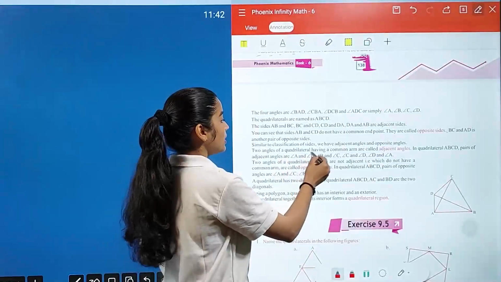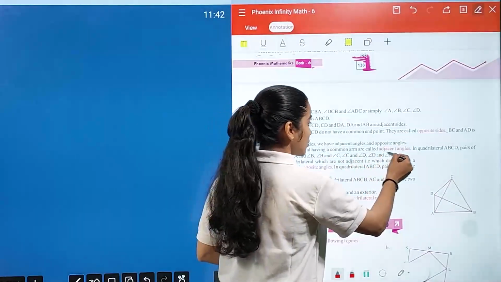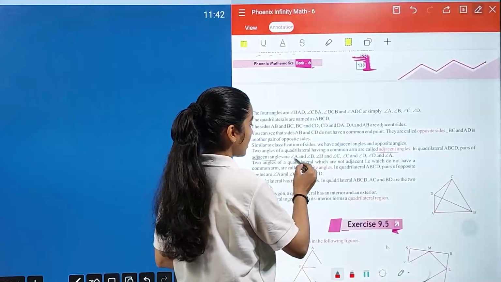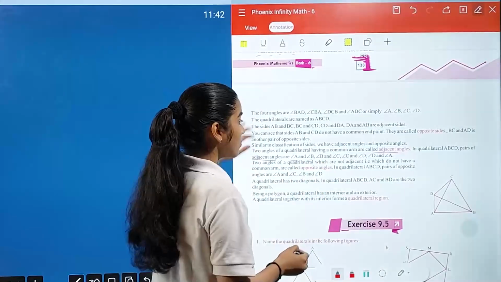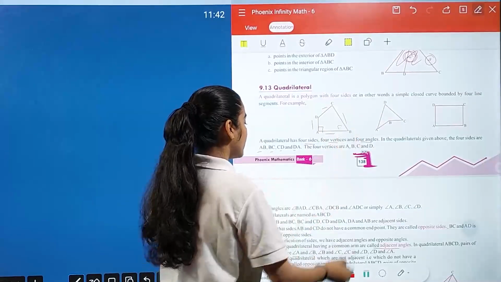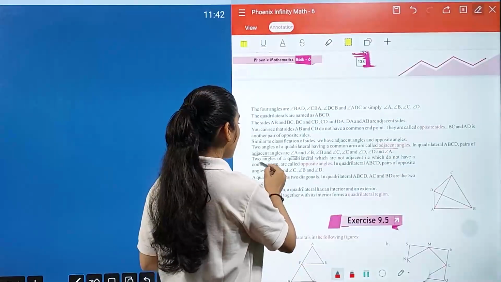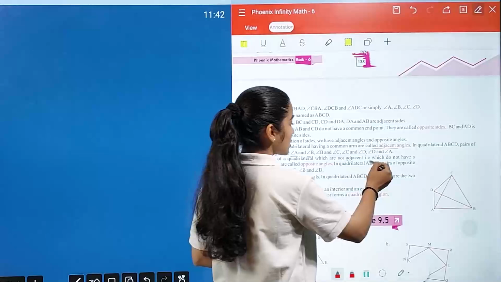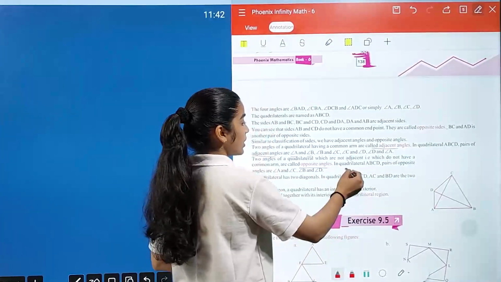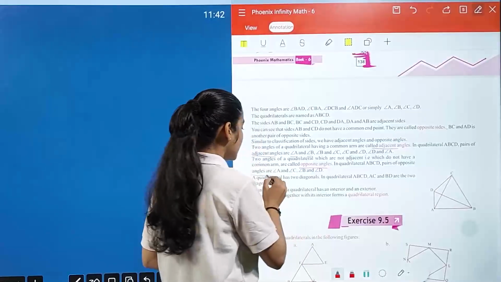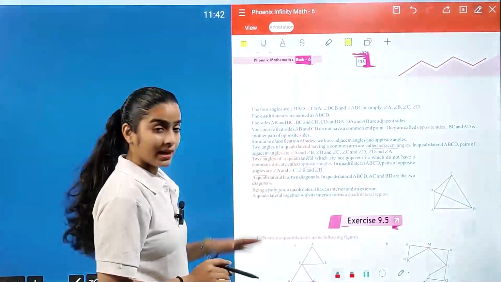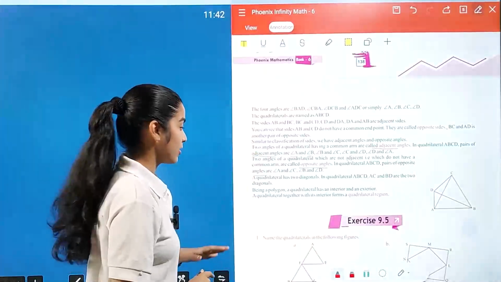Two angles of a quadrilateral having a common arm are called adjacent angles. In quadrilateral ABCD, a pair of adjacent angles are angle A and angle B. So in quadrilateral ABCD, we have adjacent angles, angle A, angle B, angle D, angle C, and two angles of a quadrilateral which are not adjacent, which do not have a common arm, are called opposite angles. In quadrilateral ABCD, pairs of opposite angles are equal. So what we understand here, opposite sides are equal, and opposite angles are also equal.